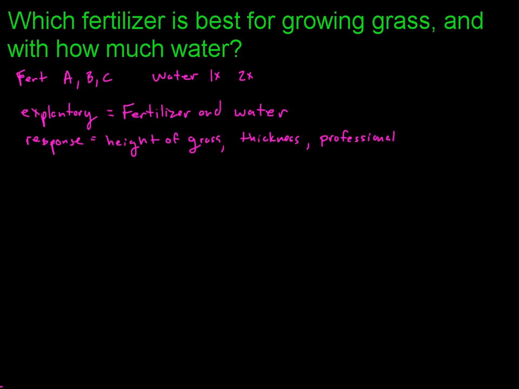Now, my treatments. Everybody tends to get treatments and factors confused. So the factors would be the 2 things that factor into the grass growing: fertilizer and water. The treatments are the different groups.